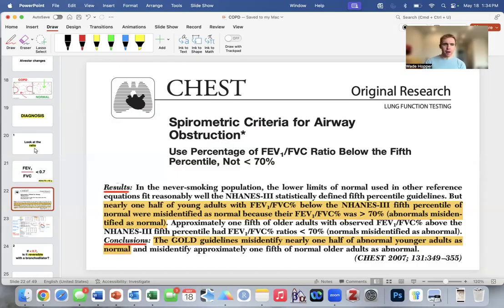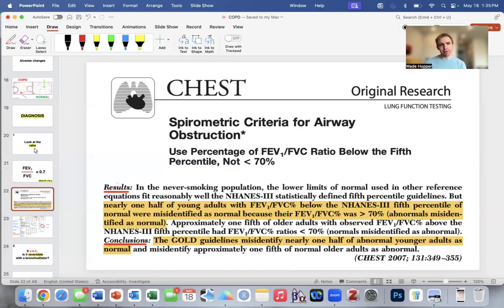They found that the cutoff of a ratio of 0.7 misidentified 1/2 of young adults with obstructive disease as being normal. So it was a false negative. So they're saying the sensitivity of that 0.7 cutoff is not adequate in the younger population, but that it generally does apply to the older population. It's about 80% sensitive in people above age 65. So this study concluded that the GOLD guidelines of a ratio less than 0.7 misidentify about 1/2 of younger adults as normal. So that's a big deal clinically.